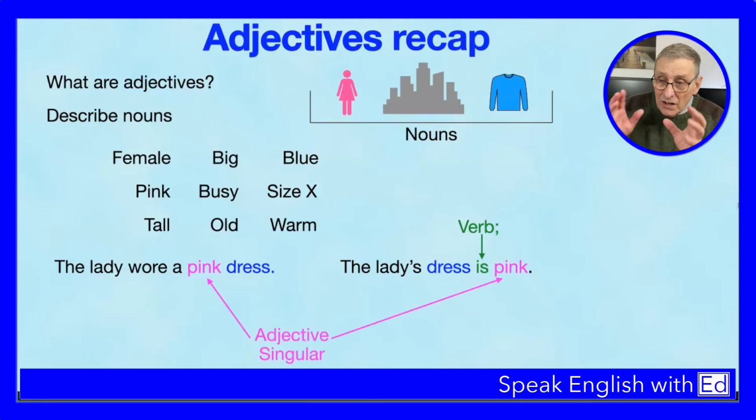And the final thing that we talked about was that adjectives are always singular. There are no plural adjectives. You never ever put the lady's dress is pinks. If it was a plural sentence, the lady's dresses are pink, you never put pinks. You always put it in its single form. You've got to cross that out and just have it pink. That's all there is to it. The lady's dress is pink, so there's nothing extra that you need to remember.